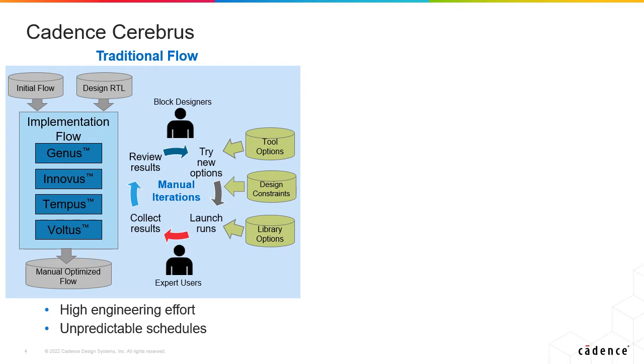The engineer then has to manually review these results and decide if the flow change helped him meet the design goals, or if not, then he has to decide on what needs to be changed next. This process continues until either the design goals are met or the engineer runs out of time and has to tape out with non-optimal results.